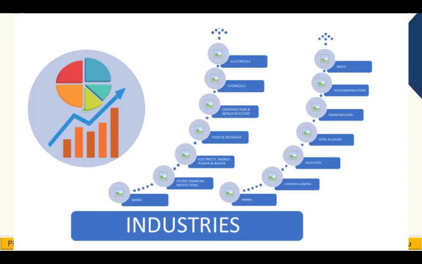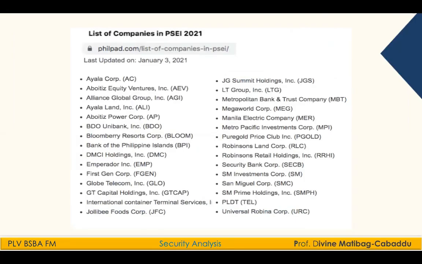Now, as prospective investors, this is the reason why we are studying macroeconomy and industry, for us to be able to identify in what sector or industry we should better put our money. Which among these industries could provide you a higher potential rate of return or could actually give you a more tolerable risk? In my next video, I'll be sharing with you the top 30 corporations or publicly listed companies in the Philippines as of January 2021.